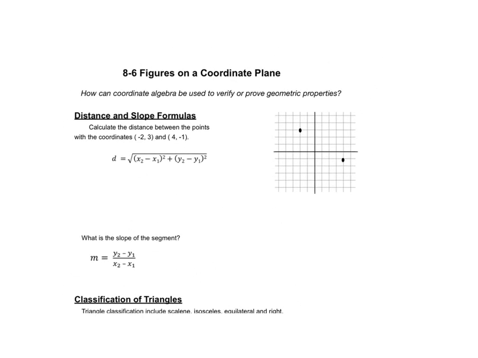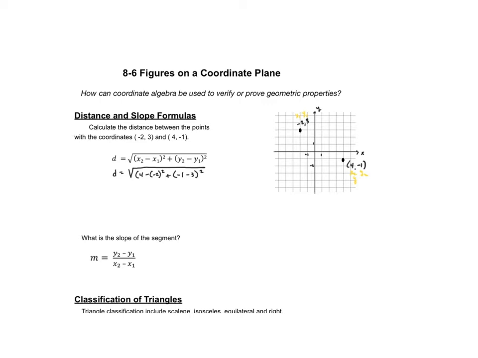So we have here, it looks like we have -2, 3, and the other point is going to be 4, -1. So as we put that into our formula, we've gone ahead and assigned this coordinate as x2, y2, and this coordinate as x1, y1.